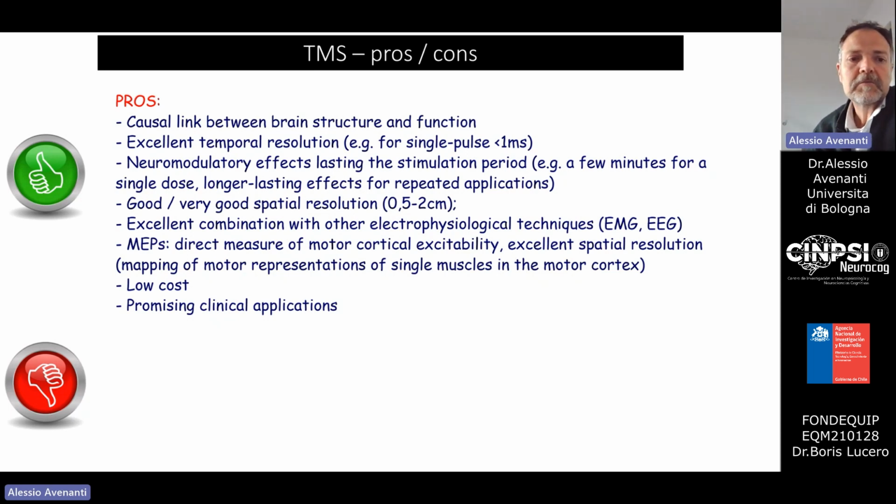We can also have a very good spatial resolution, but this depends, as we discussed in the first seminar, on the size of the TMS coils or on the intensity. If we use higher intensity, we recruit a larger portion of neurons. If we use smaller intensity, we recruit fewer neurons.